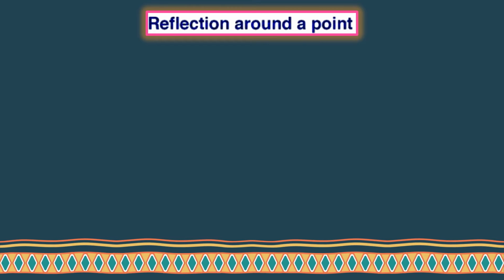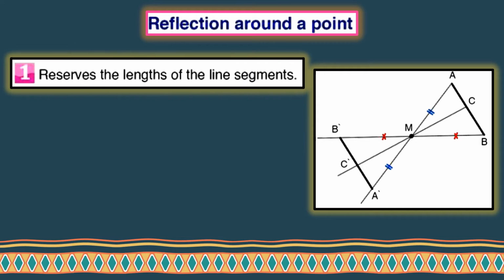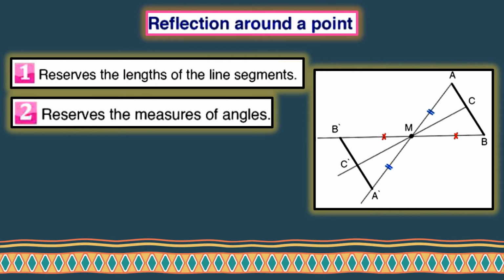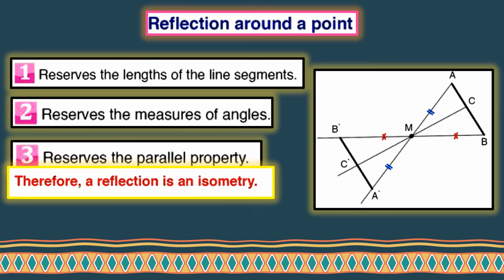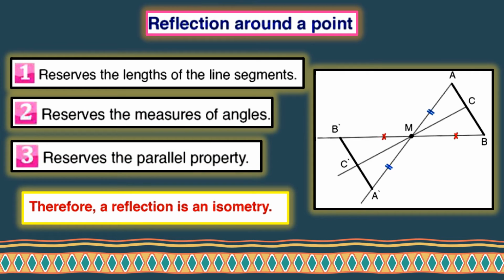Reflection around a point preserves the length of line segments, preserves the measures of angles, and preserves the parallel property. Therefore, a reflection is an isometry.